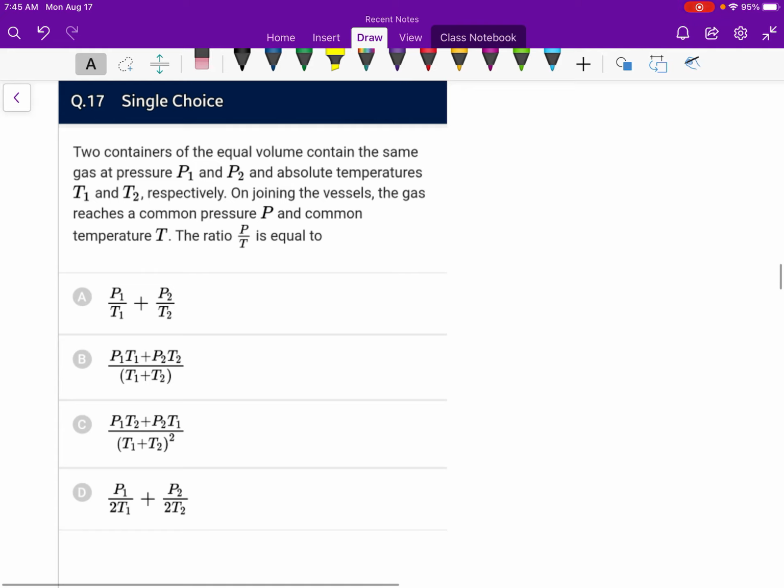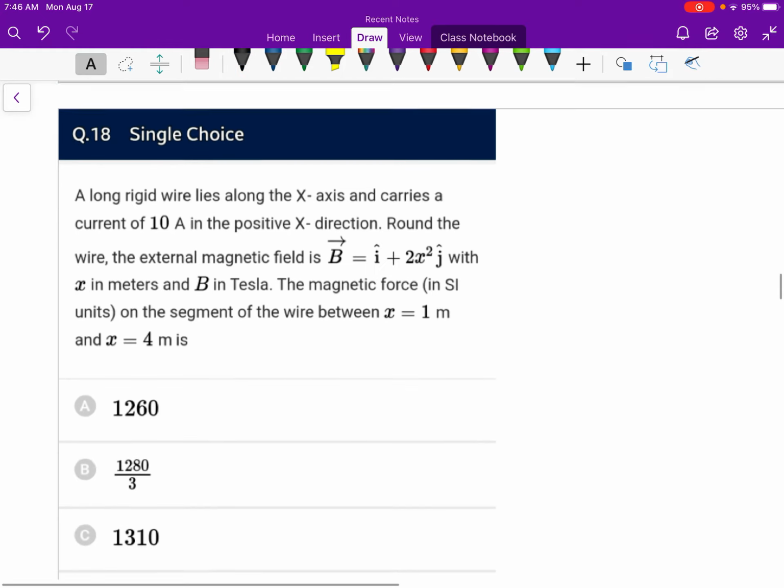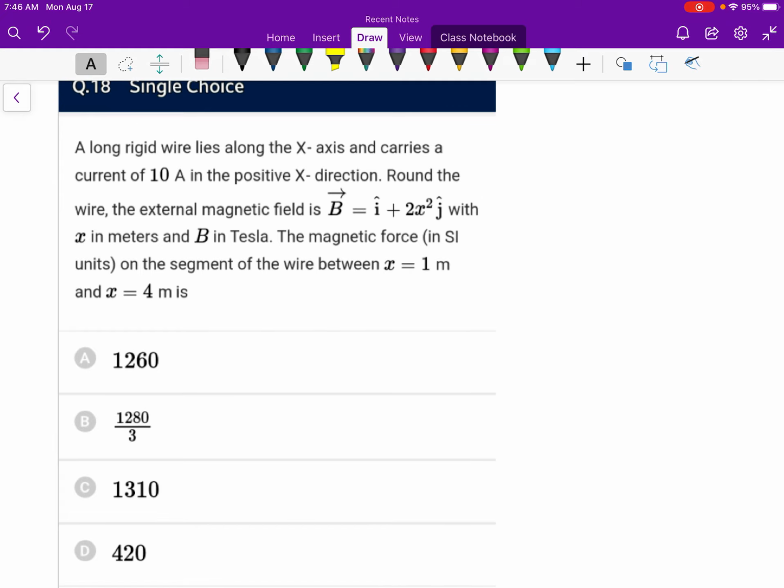Two containers of equal volume contain the same gas. On joining the vessels, the gas reaches a common pressure P and temperature T. Find the ratio P by T. The number of moles is constant, so n equals n1 plus n2. Finally both have the same pressure, temperature and volume, so the number of moles is 2PV upon RT, and initially it is P1V upon RT1 plus P2V upon RT2. So P by T is P1 upon 2T1 plus P2 upon 2T2. So D is the correct option.